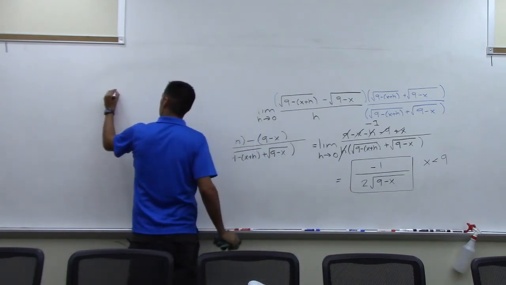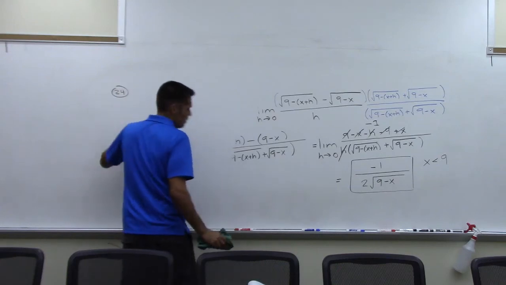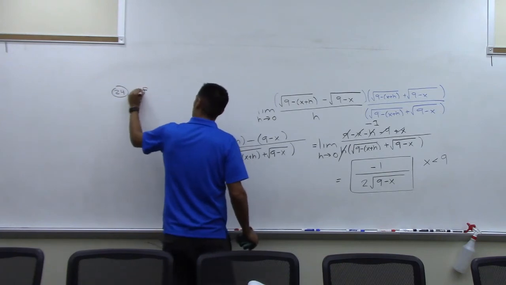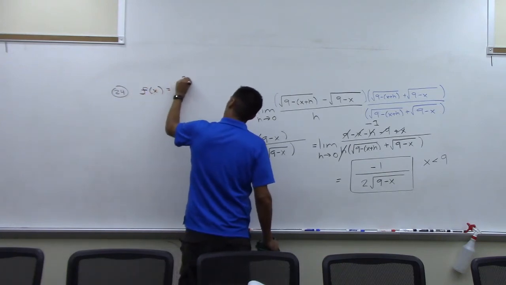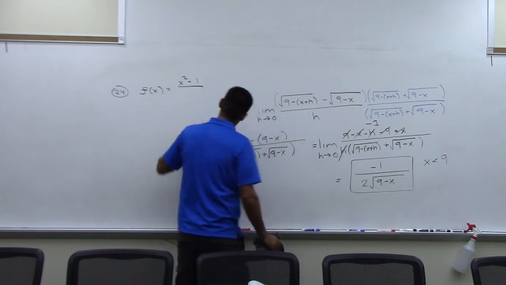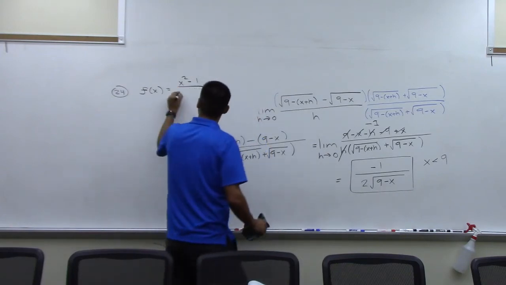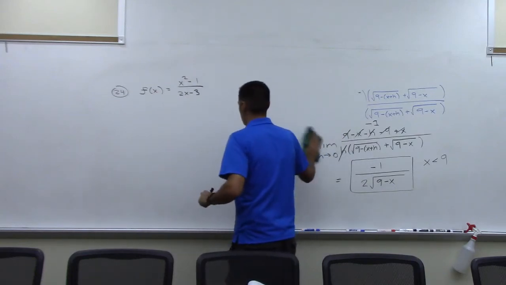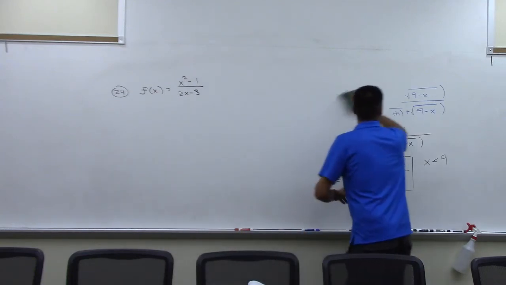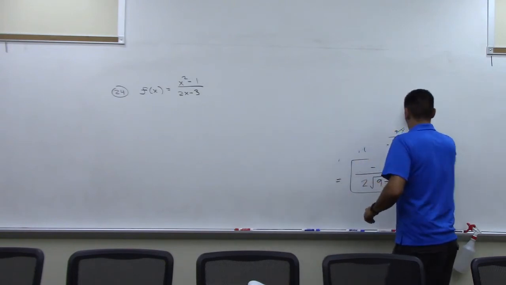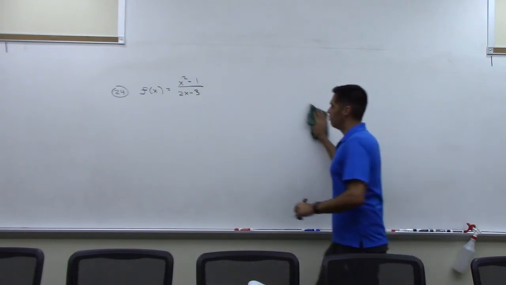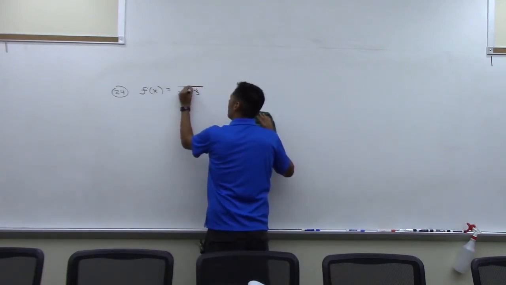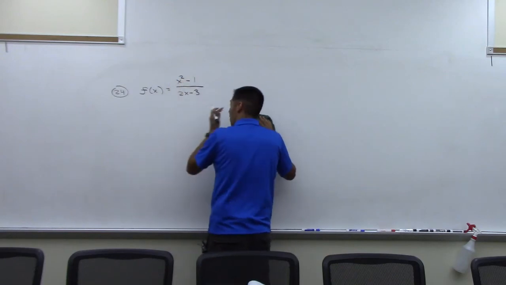24 looks pretty nasty. f of x is x squared minus 1 over 2x minus 3. All right, let's do it.